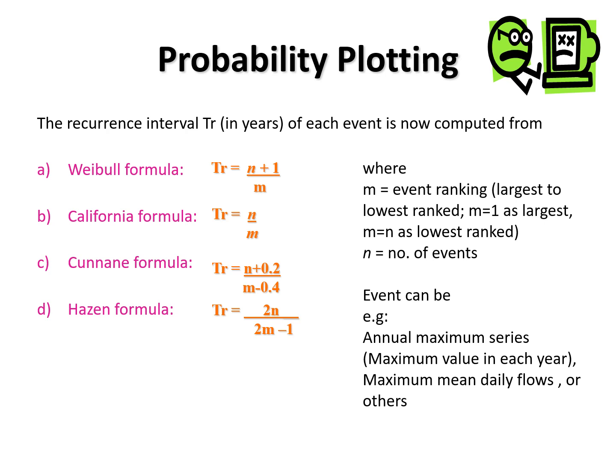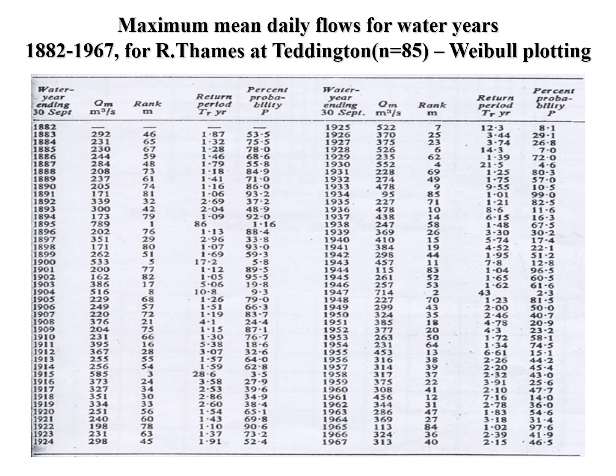This might be from a rainfall period of 1 day, 2 days. This is quite similar to the sample space we mentioned before. So events means the data that we rank. It can be annual maximum, it can be any data. An example here: we have the maximum mean daily flows for water years. The data is from 1882 until 1967.